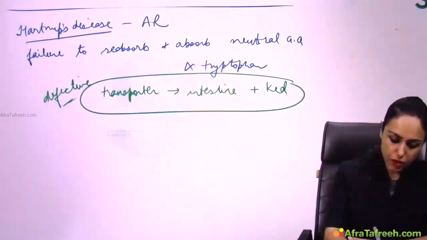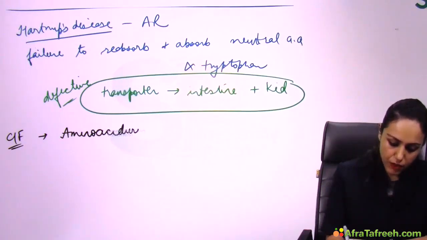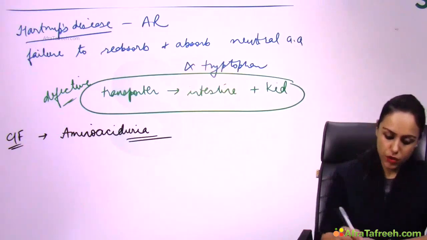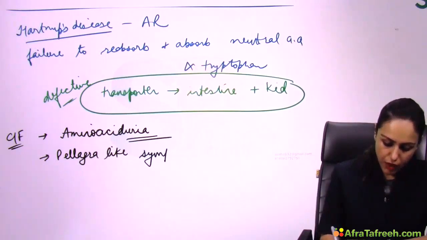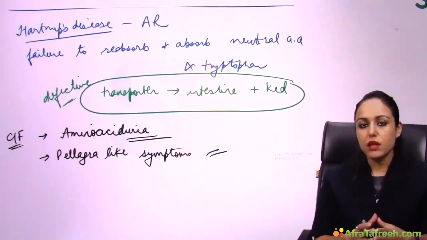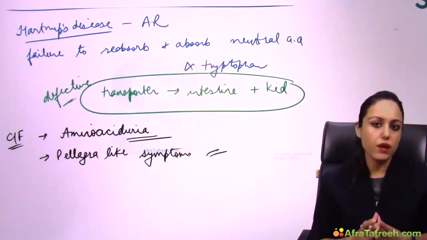So what will be the clinical feature? Clinical feature of these patients, one is amino aciduria, amino acids coming in urine, especially tryptophan coming in urine, and these patients are having pellagra-like symptoms. Why pellagra-like symptoms? Because if tryptophan not available in body, then niacin will not be formed. That's why pellagra-like symptoms will also be there in this patient.